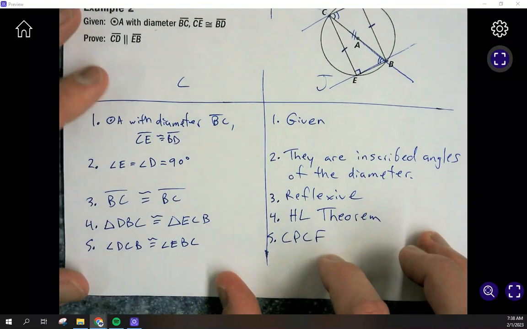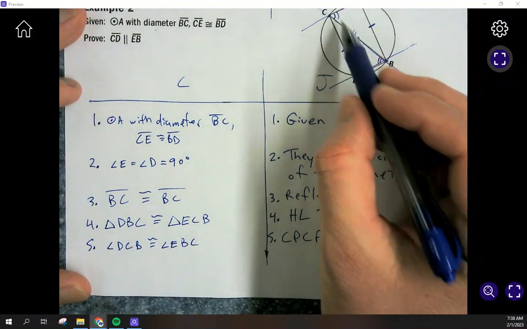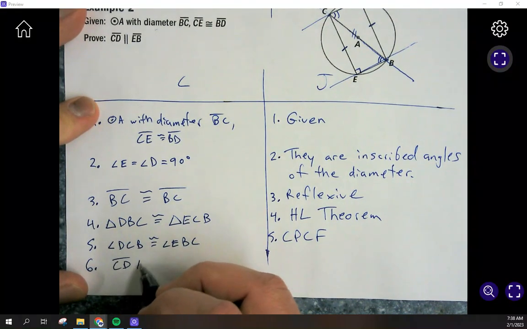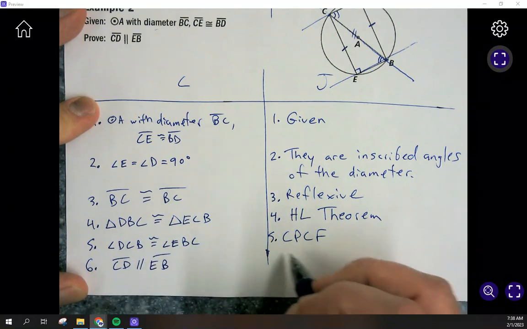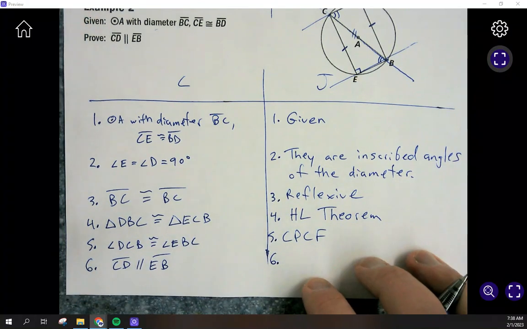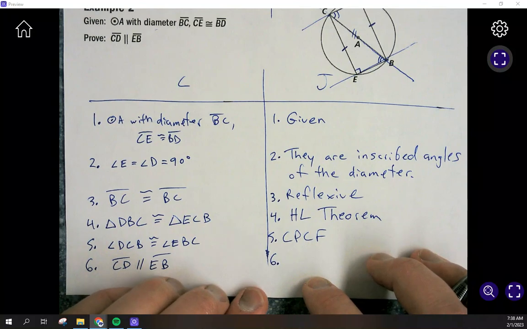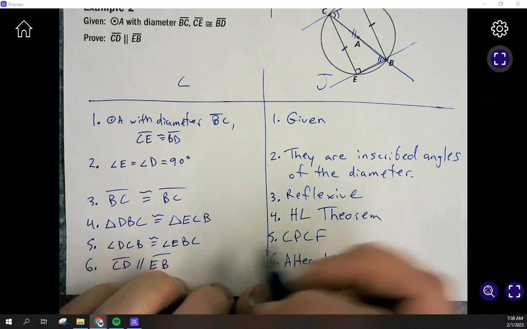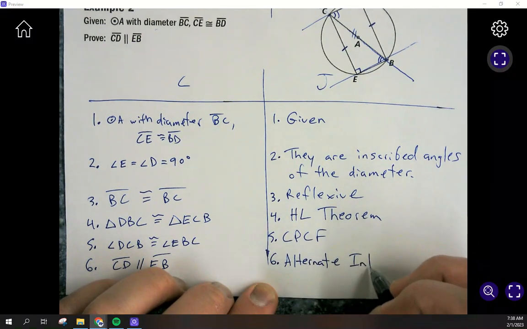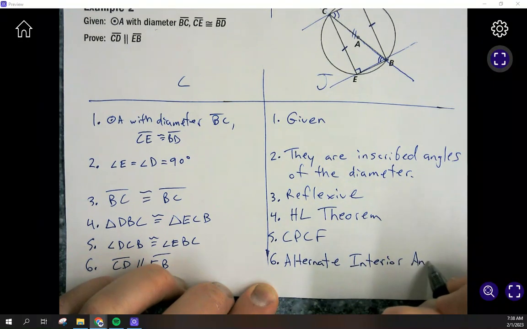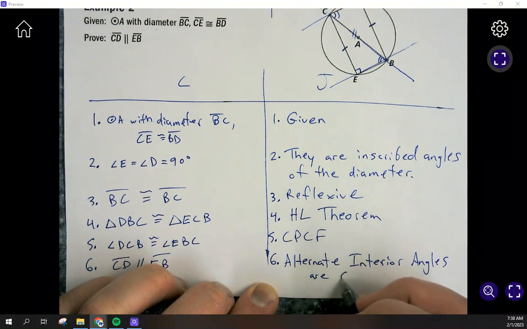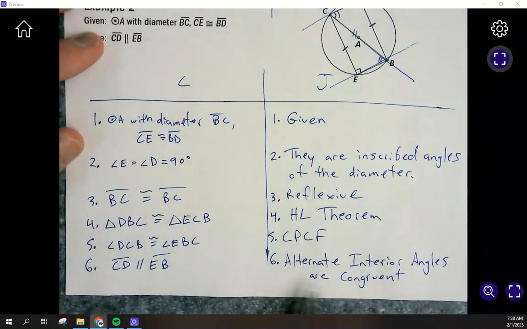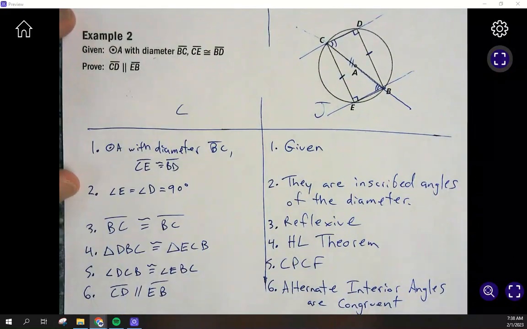Now that I know that they are equal, alternate interior angles are equal, therefore those lines are parallel. So now I can prove CD is parallel to EB. Now you can say the alternate interior angles theorem. That's perfectly fine. I'm going to kind of just explain it using those words. I know these are parallel because alternate interior angles are congruent. So since I have found alternate interior angles to be congruent, I know those lines are parallel. I've proven what they've asked me to prove.